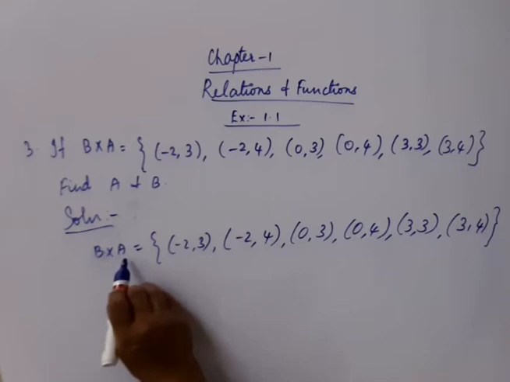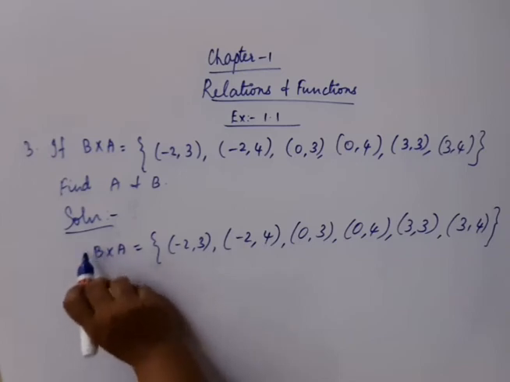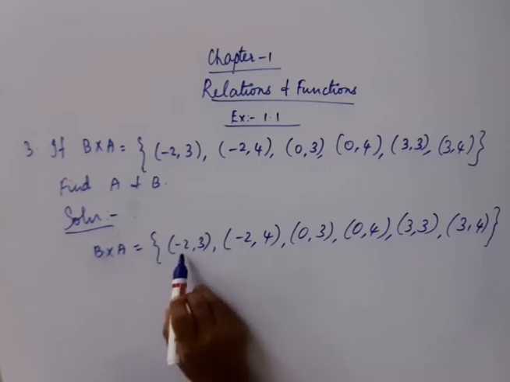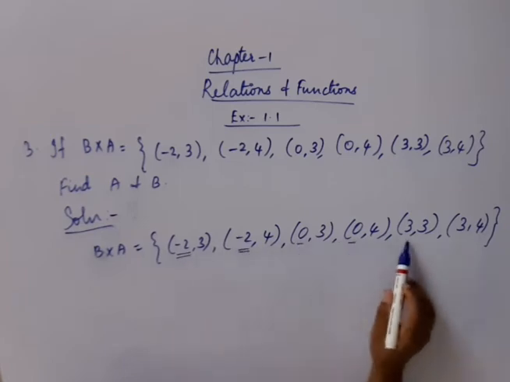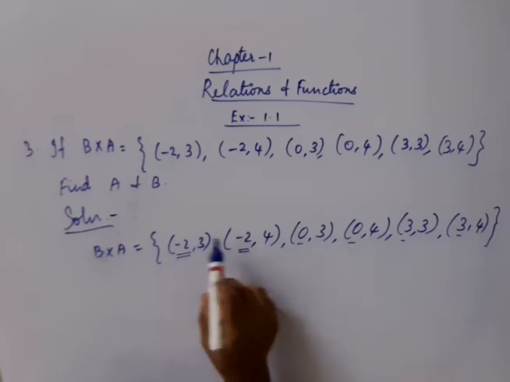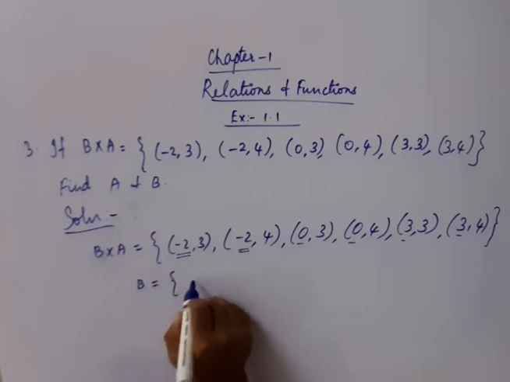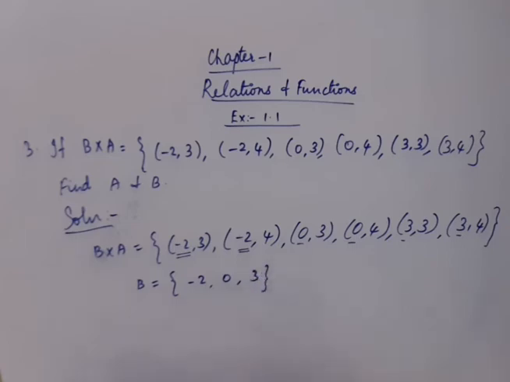It is B cross A. So the first element will obviously be from set B, and the second element will be from set A. So look for the first elements. You have -2, 0, 0, 3, 3. So it's repeated. You can write the elements once. So -2, 0 and 3.